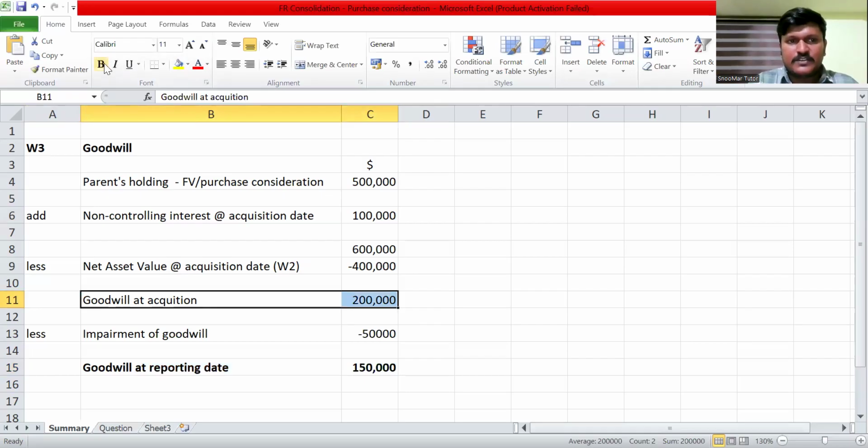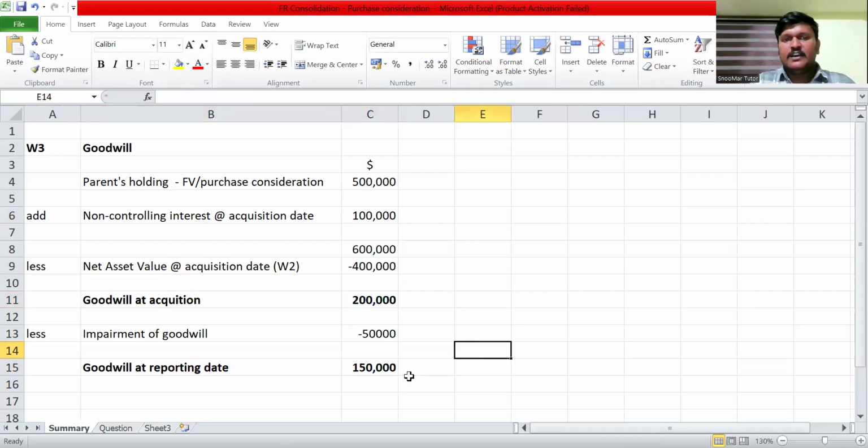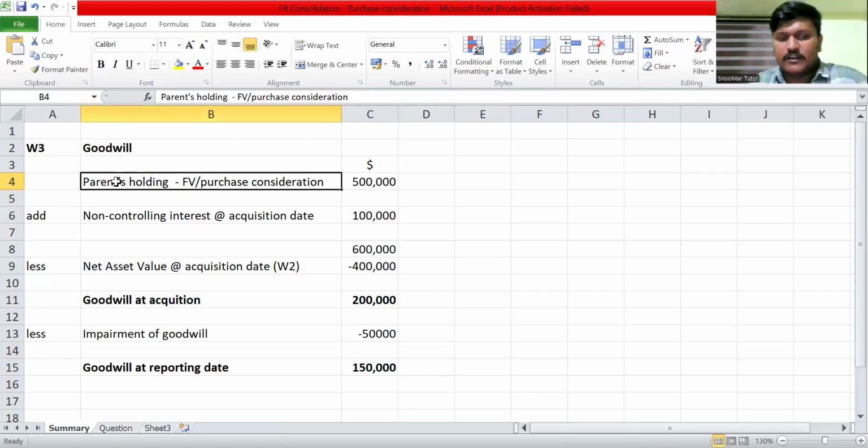So is it at the acquisition date you are looking at, or is it at the reporting date you are looking at the value of goodwill? But we are not talking about the goodwill calculation over here. What we are talking about over here is how you find out the value of the parent's holding or purchase consideration. Okay, so this is what we are going to look at.